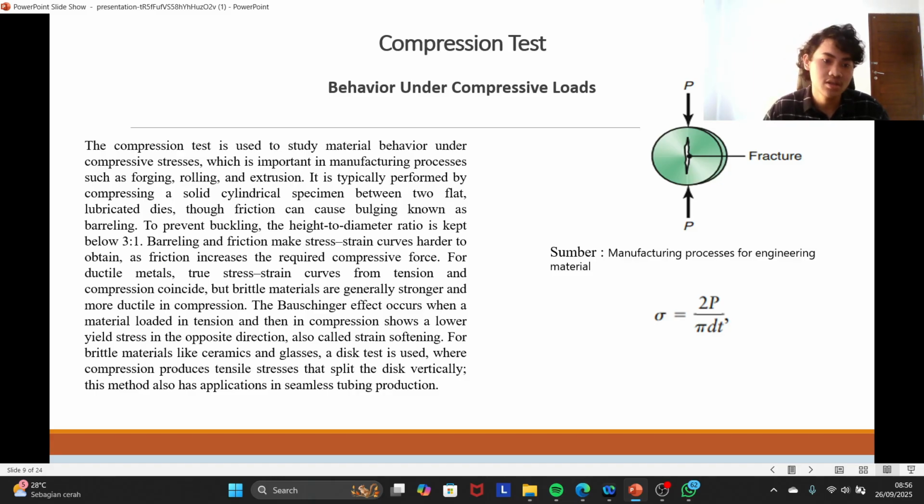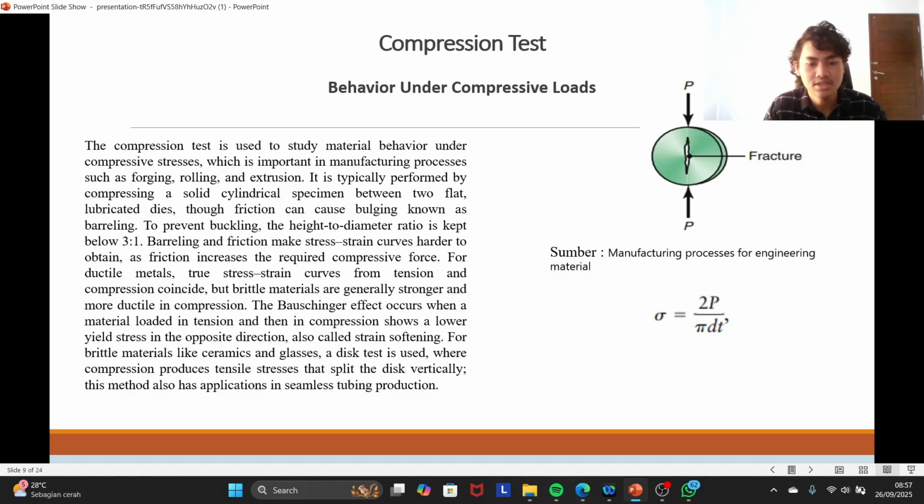For ductile metal, true stress-strain curves from tension and compression coincide, but brittle materials are generally stronger and more ductile in compression. The Bauschinger effect occurs when a material is loaded in tension and then in compression, showing a lower yield stress in the opposite direction, also called strain softening, for brittle material like ceramics and glasses.